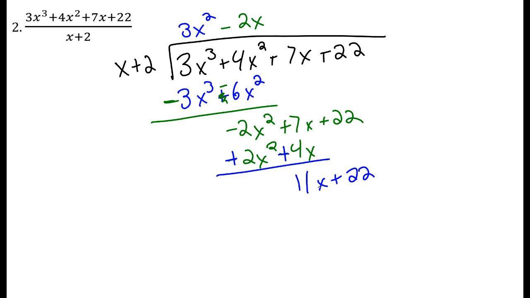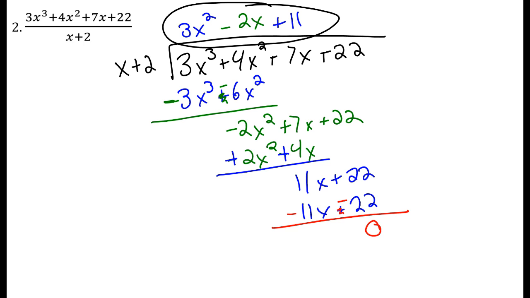What times x is 11x? Well, that's going to be 11. 11 times x is 11x. 11 times 2 is 22. But we need to subtract, so we change everybody's sign and get a remainder of 0. So this quotient is equal to 3x squared minus 2x plus 11.